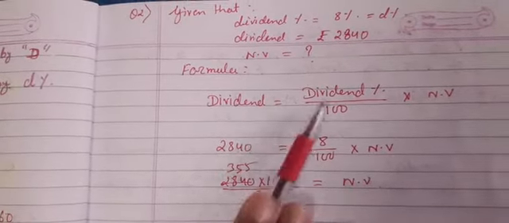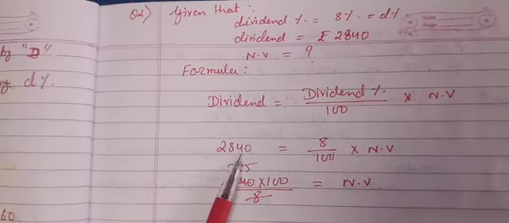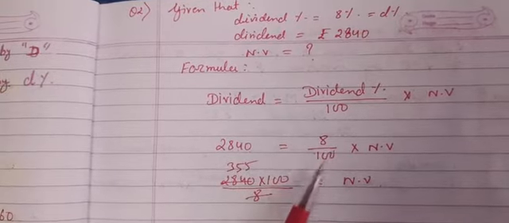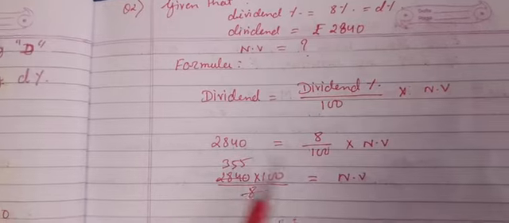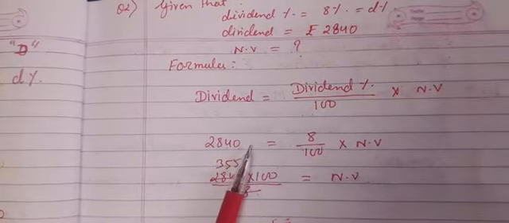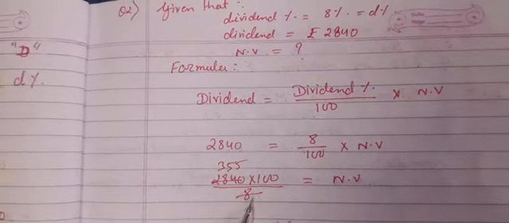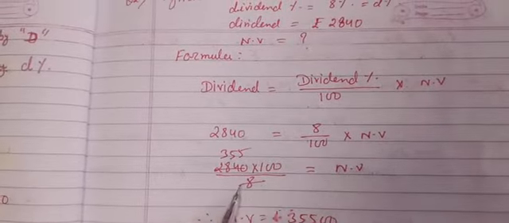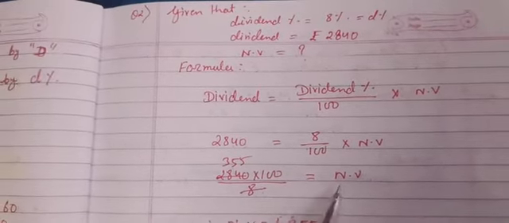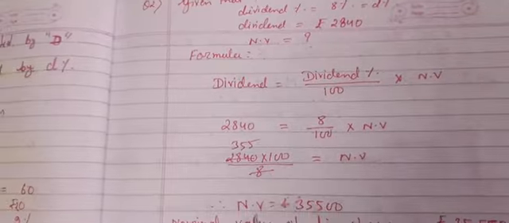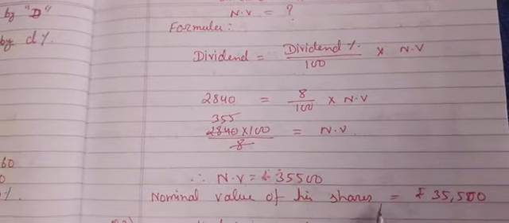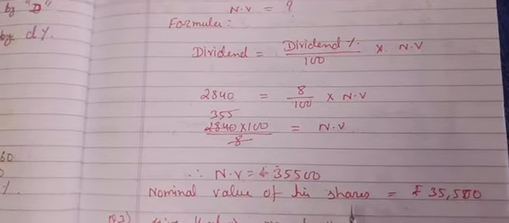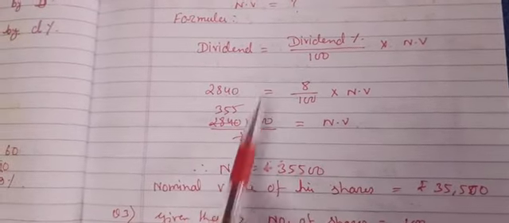Both the values are given. So dividend is 2840, I put the value here, and for dividend percent I have written 8 upon 100 into NV. Now this 100 came here and multiplied by 2840, and 8 is actually cross multiplication. So when we calculated it, NV, means nominal value of his shares, is equal to 35,500 rupees, and that is your answer. See, again same formula we have used.